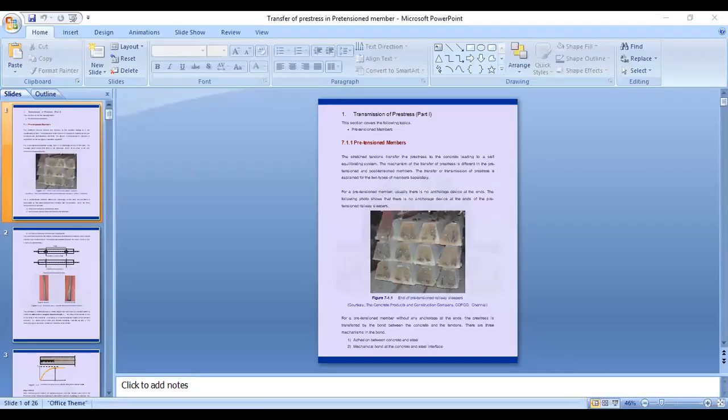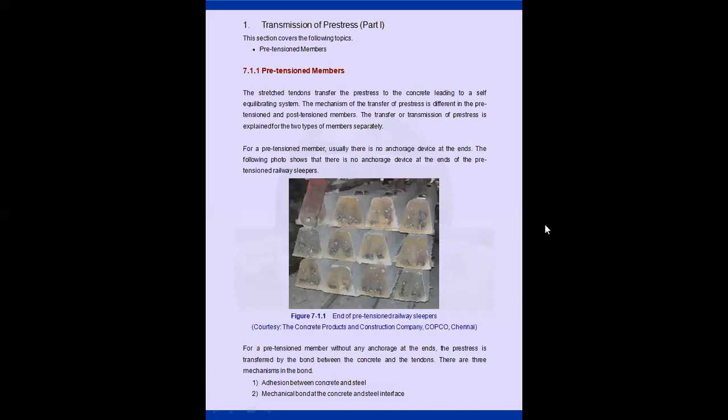So here in the 4th module, we are going to study the transfer of pre-stress in the pre-tensioning system. How the load is transferred into the concrete in a pre-tensioned system, that is what we are going to learn in the 4th module. Let me share the PPT so we can understand it clearly.